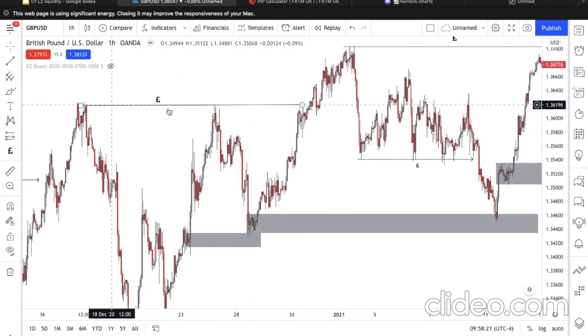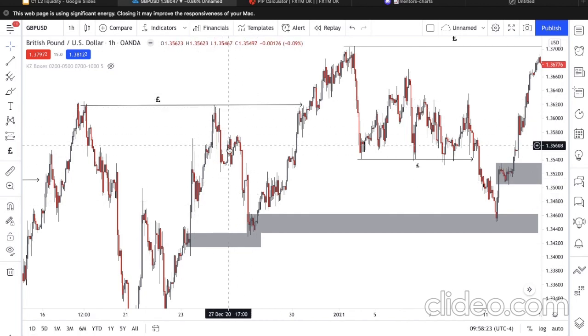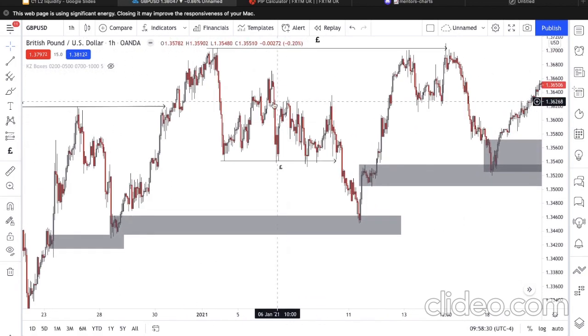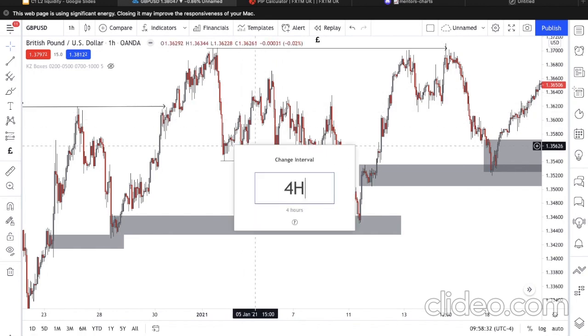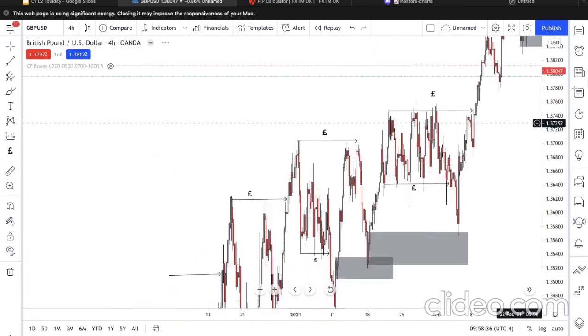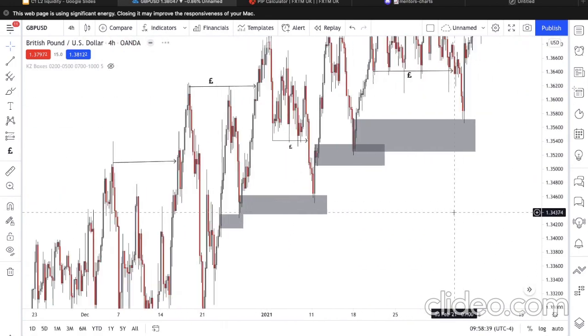Now what happened, right? These were equal highs. What happened? Price moves in the retail trader's direction, gets them excited, and then boom, takes them out. Right over here, what happened? Now let me go over to that 4 hour to make it clearer for you guys. Alright, let me zoom in.